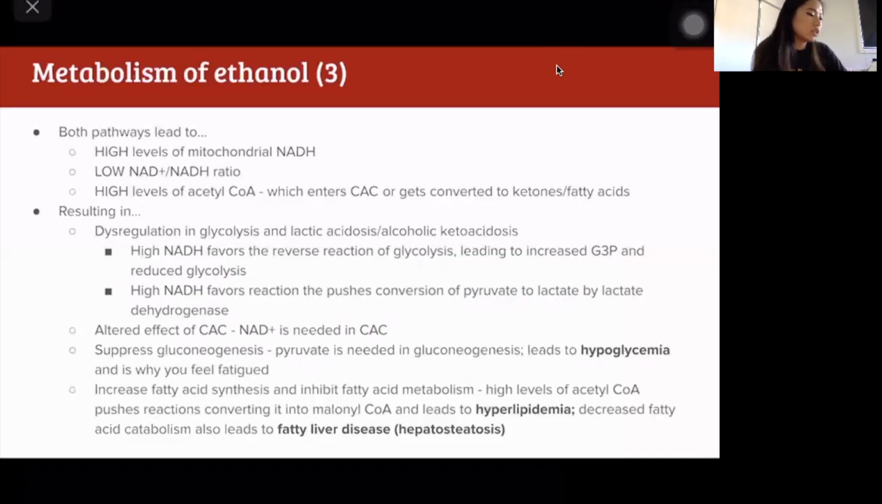And lastly, it leads to increased fatty acid synthesis and a decrease in fatty acid metabolism, because there's such high levels of acetyl-CoA that it pushes the reaction converting it to malonyl-CoA, and this leads to hyperlipidemia. So it's like the synthesis of fatty acids. And also leads to decreased fatty acid catabolism, so the breakdown of fatty acids, and this leads to what's known as the fatty liver disease, and it's called hepatosteatosis. I hope I pronounced that correctly.